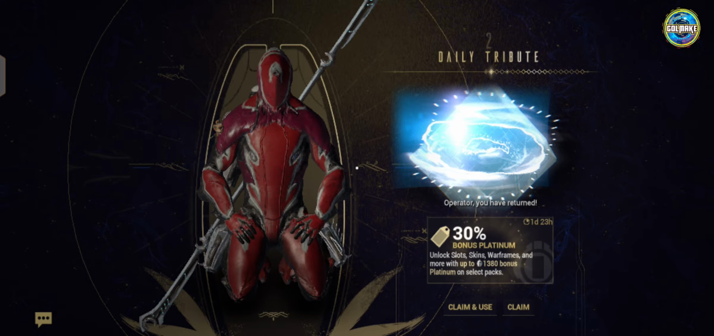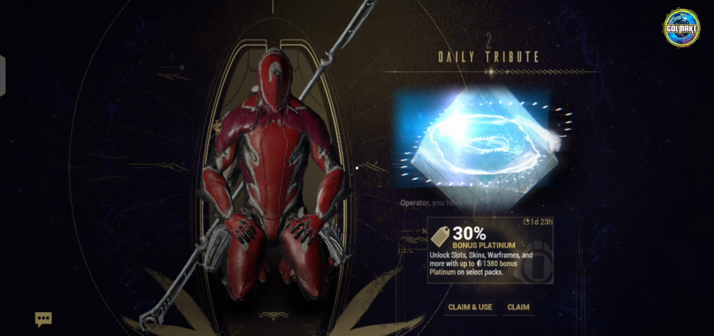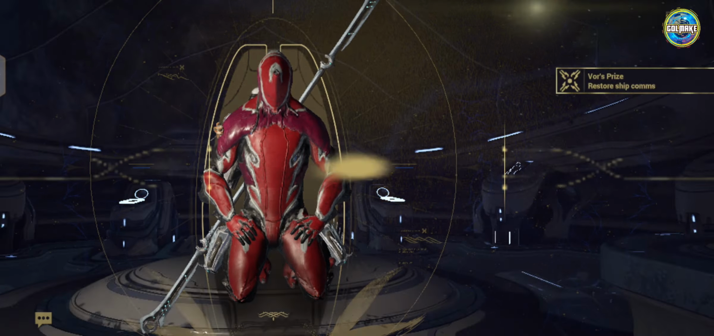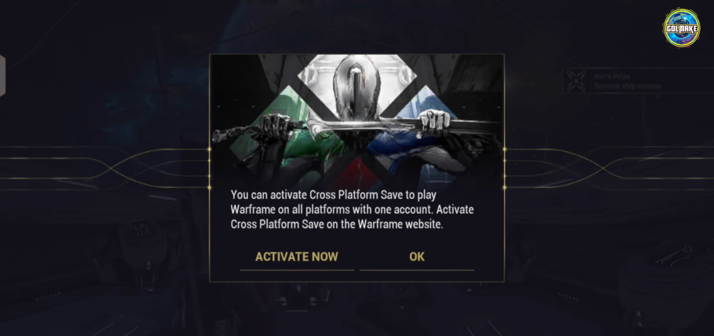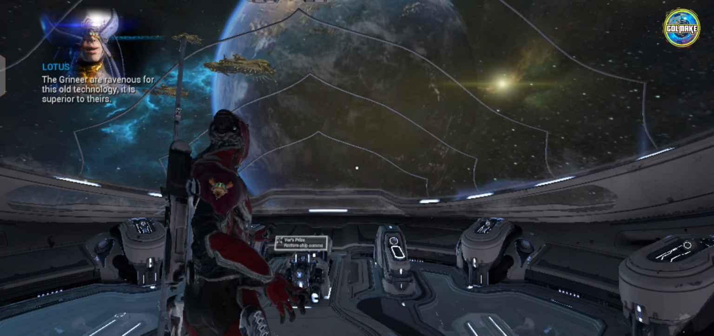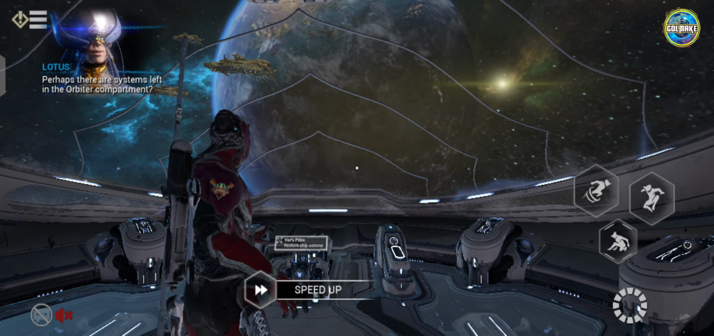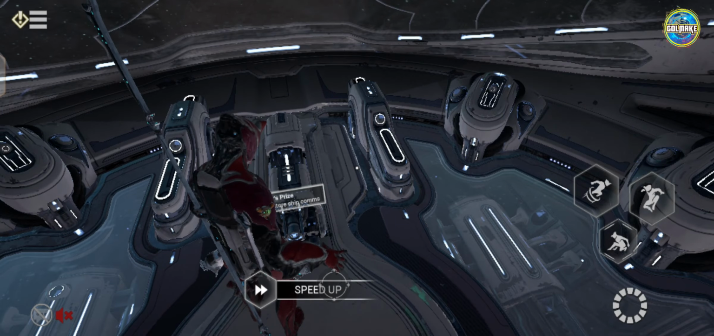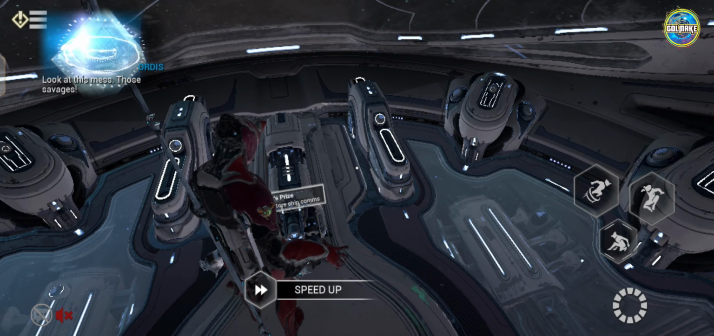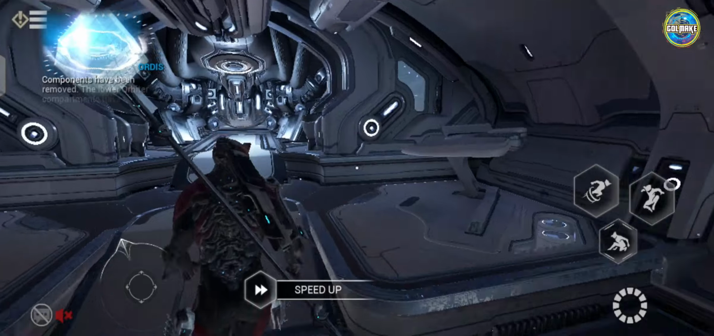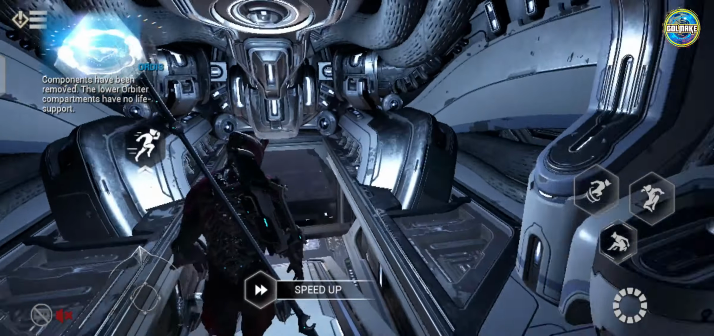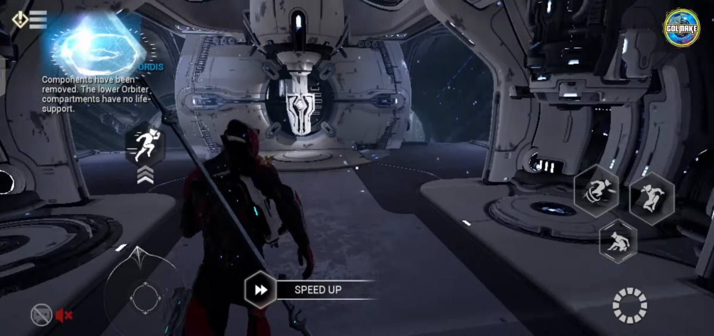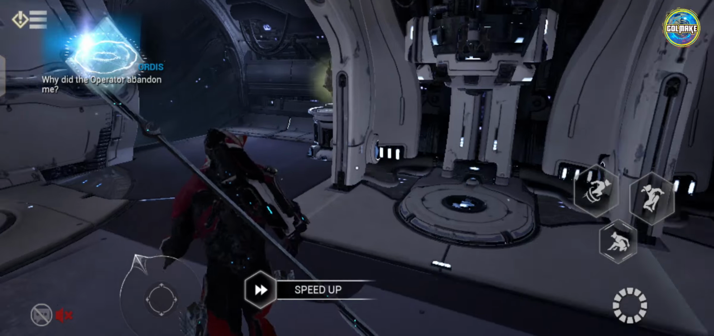Operator, you have returned. The Grineer are ravenous for this old technology. It is superior to theirs. Perhaps there are systems left in the orbiter compartment? Look at this mess. Those savages. Components have been removed. The lower orbiter compartments have no life support. Why did the operator abandon me?